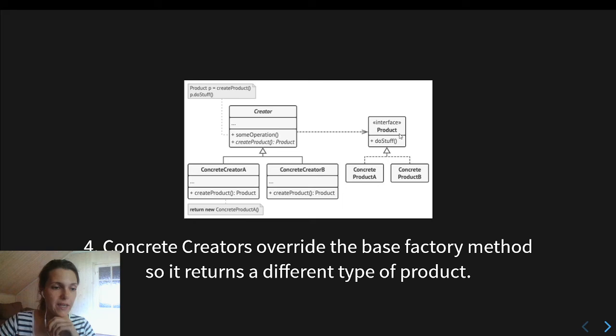And we also have concrete creators which override the base factory method, so it returns a different type of product. Here it was, I think, sea logistics and road logistics. And you can also note that the factory method doesn't have to create new instances all the time. You can also return existing objects from the cache, or from the object pool, or some other source.